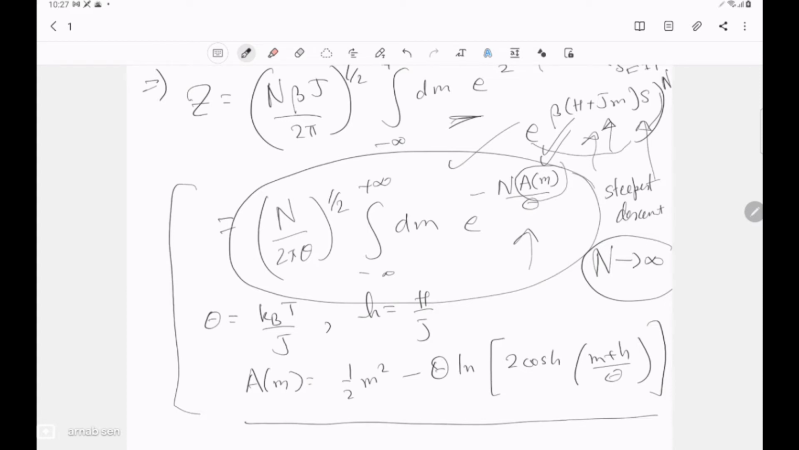Is this point clear to you? I hope you have done these kinds of things before. Steepest descent in mathematics. Is it okay? Yes, sir, got it.